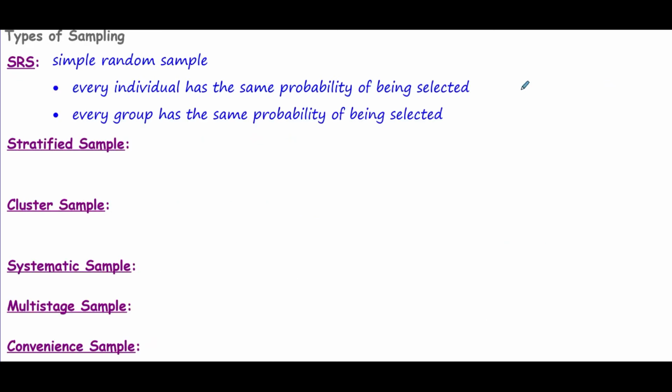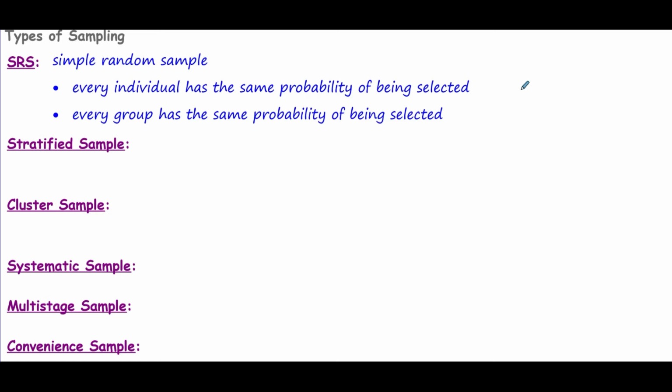So, looking at some different types of sampling, the first is called a simple random sample, and we abbreviate that usually SRS. So, in a simple random sample, every individual has the same probability of being selected. And additionally, every group has the same probability of being selected. So if you think of an alphabetical list of all the students in the school, we would want to make sure that every student has exactly the same chance of being selected. So let's say for ease, there's 800 students in the building. Each person has exactly 1 in 800 of being selected. So that means that what we have to do is sample with replacement.